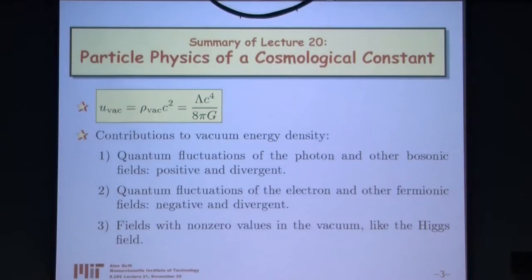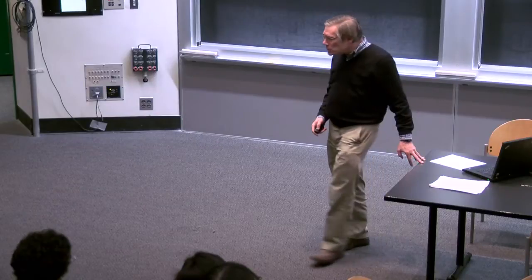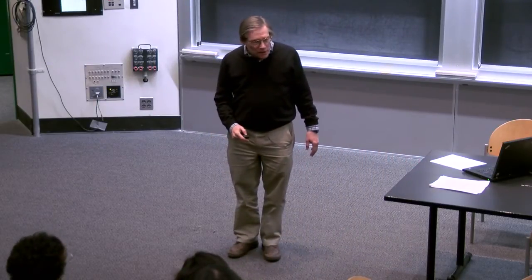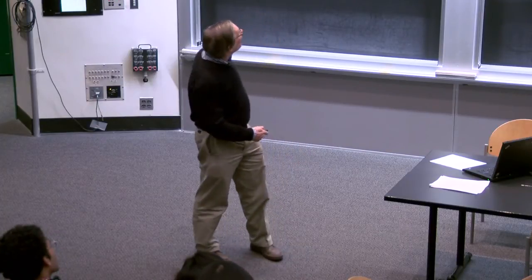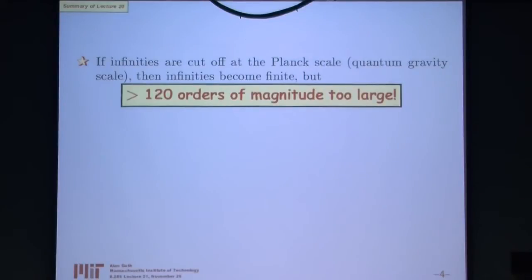So this is the basic story. We commented that if we cut off these infinities by saying that we don't understand things at very, very short wavelengths, at least one plausible cutoff would be the Planck scale, which is the scale associated with where we think quantum gravity becomes important. And if we cut off at this Planck scale, the energies become finite, but still too large compared to what we observe by more than 120 orders of magnitude.